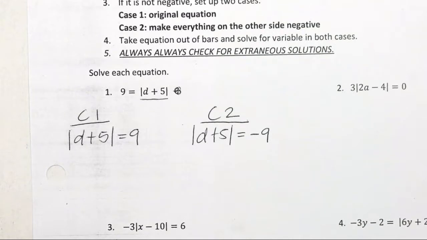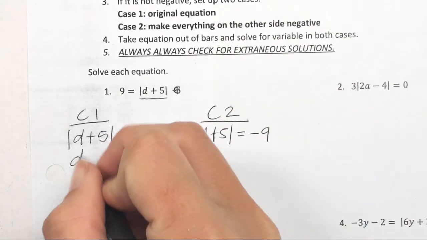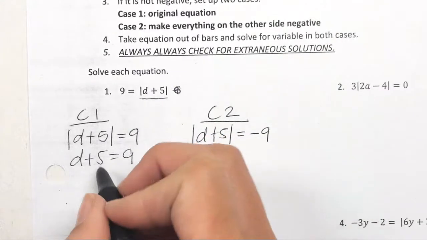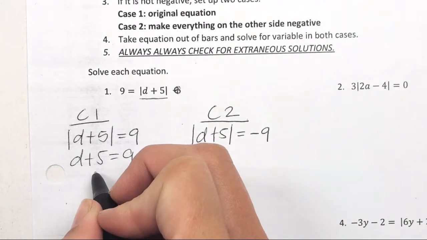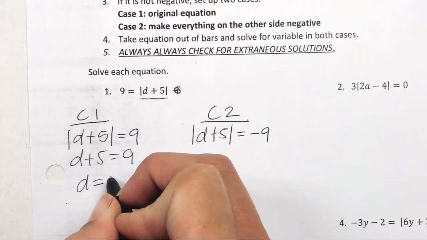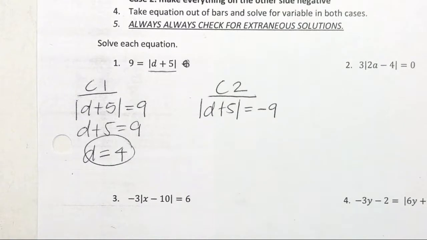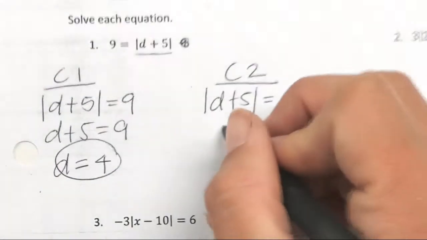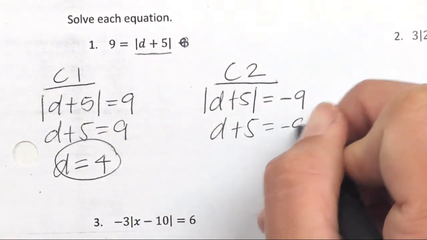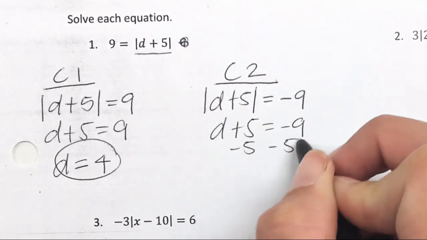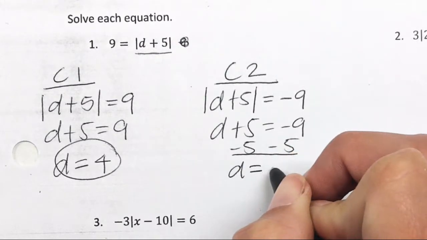And then for step 4, we just take the equation out of the bars and then solve for the letter in both cases. So let's go ahead and do that. So we'll have d plus 5 equals 9. And how do you solve for this one? So d equals 4. Good. That's the answer for case 1. Alright, for case 2, same thing. We're going to do what? And then, good. So d equals, very good.